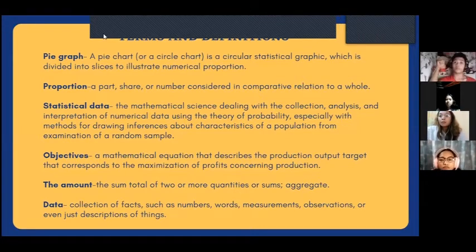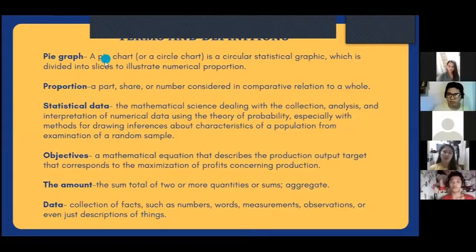Terms and definition refers to the terms or words being used in our reporting. So these are the words. The first one is pie graph, which is our topic. A pie graph or a pie chart, also known as a circle chart, is a circular statistical graphic which is divided into slices to illustrate numerical proportion.